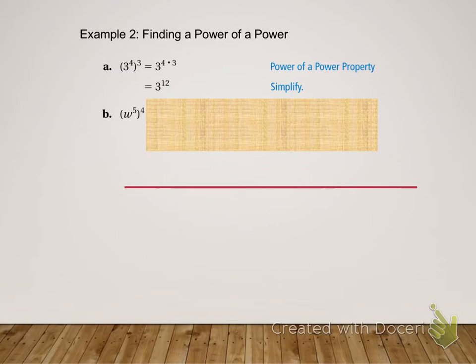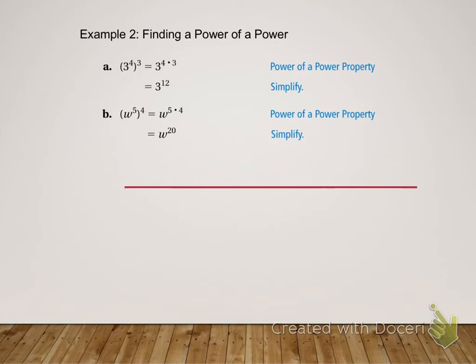Now here we have w to the 5th raised to the 4th power. Again, according to the power of a power property, I can take w and then I can take the 5 times the 4. 5 times 4 is going to give us w to the 20th. That's when we simplify.